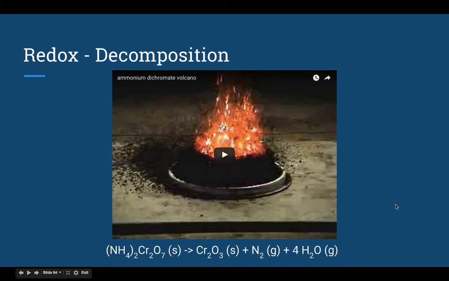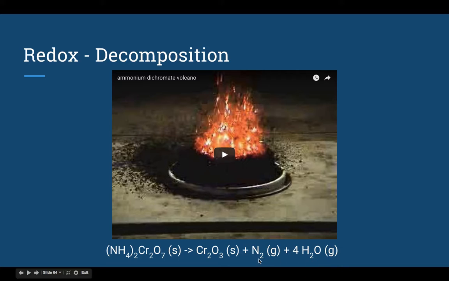Nice example here is our ammonium dichromate volcano. All right. So one substance here, we have ammonium dichromate. It's an ionic compound, not a very stable one though. The oxygens on chromium, right? Chromium's got a lot of oxygen bonded to it, and actually that oxygen wants to escape. And having ammonium there gives it a lot of hydrogens that are close by to produce water.